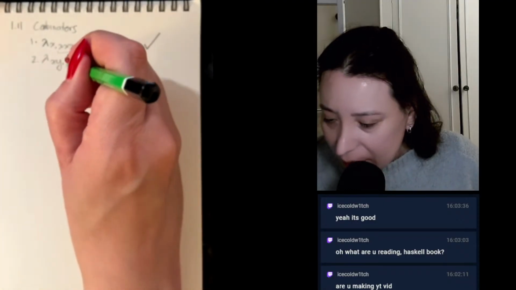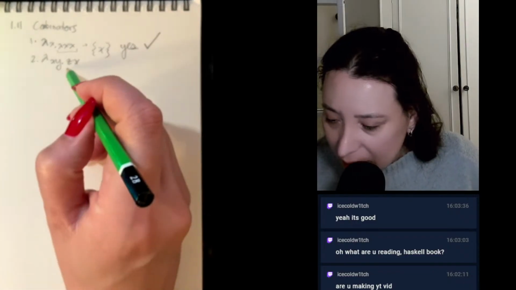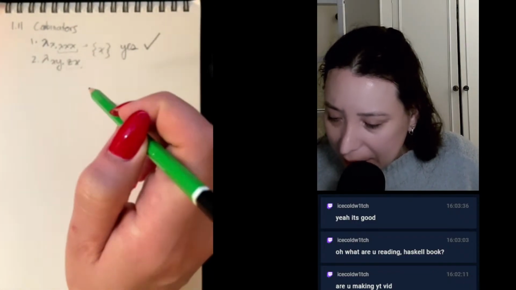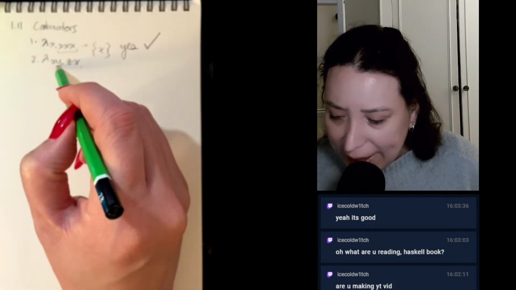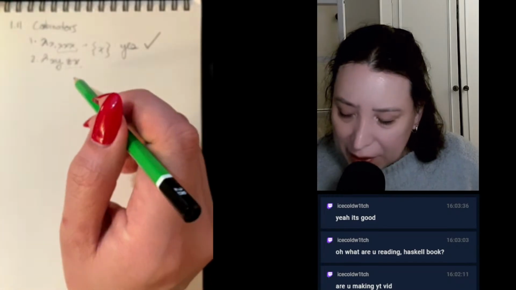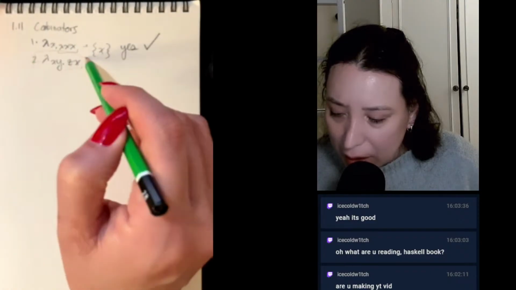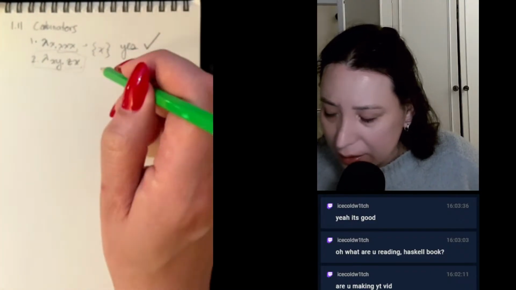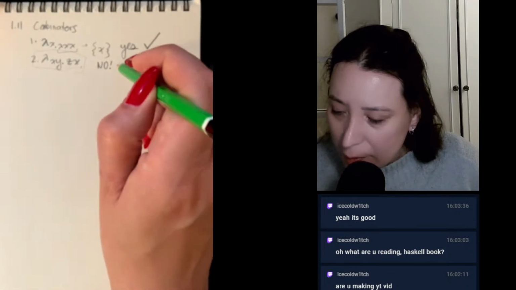Lambda xy dot zx. Here we go. So we're going to ask ourselves, are all the variables in the body in the head? Z is not in the head, so it is a free variable, which means this whole thing is not a combinator. So we say no.